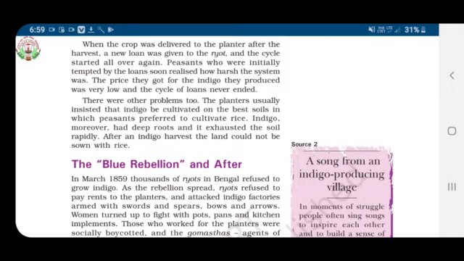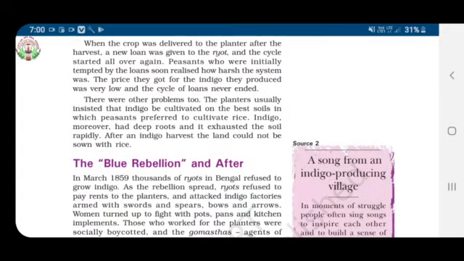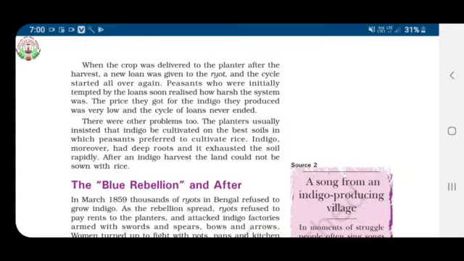There were other problems too. The planters usually insisted that indigo be cultivated on the best soils, in which peasants preferred to cultivate rice. Indigo, moreover, had deep roots and it exhausted the soil rapidly. After an indigo harvest, the land could not be sown with rice. So, in this paragraph, we'll see why ryots were reluctant to grow indigo.